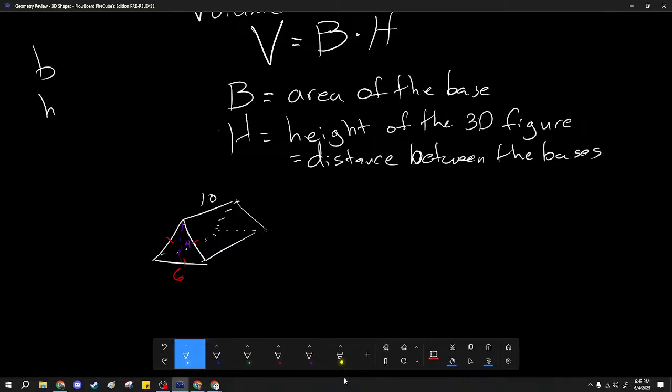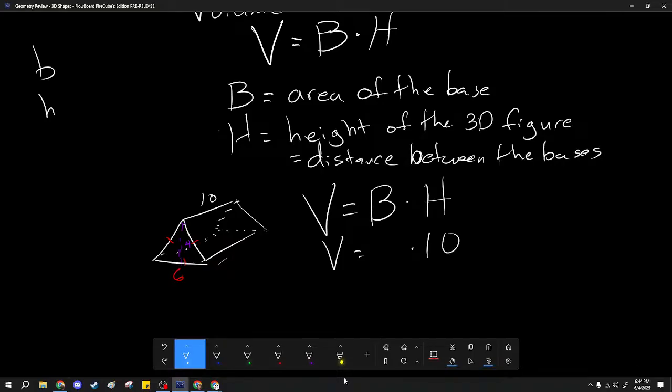So, what is my height here? What is the height of my 3D figure? I'm going to try to find the volume of this shape. I need the area of the base, and I need the height of the 3D figure. Well, what's the height of the 3D figure? It is not 4. 4 is the height of my base, but it's not the height of the whole figure. The height of the whole figure is the distance between the two bases. My two bases are these triangles. There's one triangle, and there's the other. The distance between them is 10. So I'm going to go ahead and write here 10.